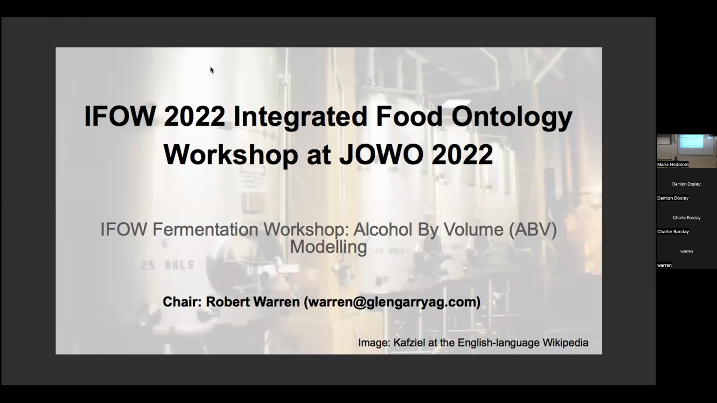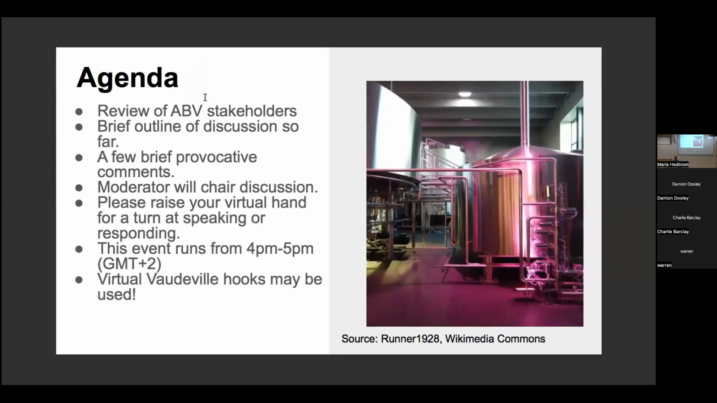Good afternoon. So this is our fermentation workshop on alcohol by volume. I will be the chair of the discussion. Just quickly, our agenda is to quickly go over the ABV stakeholders because it is a number, but it is a number that's important to many different factions within the modeling community. And we've talked about this on and off in various different formats. So I will go over some of the points of discussion we've had so far. I will make a few comments that will rile a few people up just to start off the conversation.